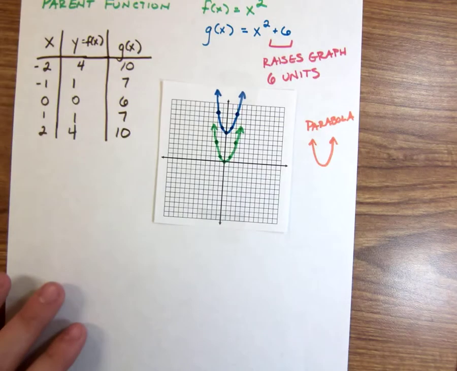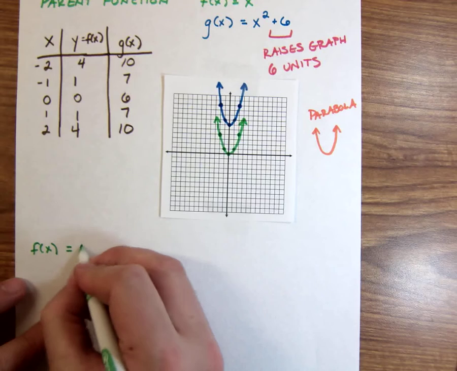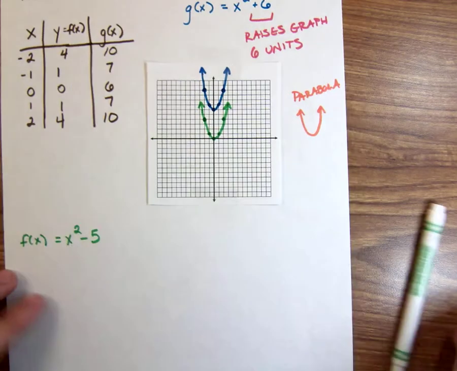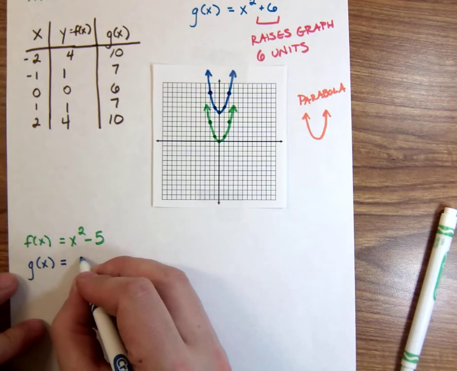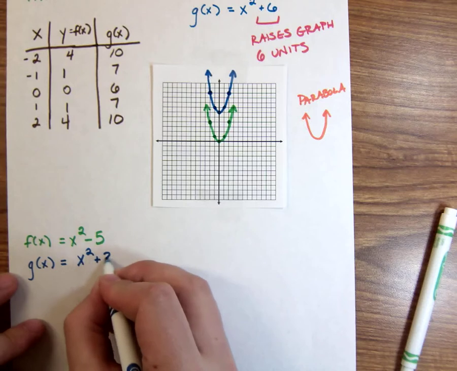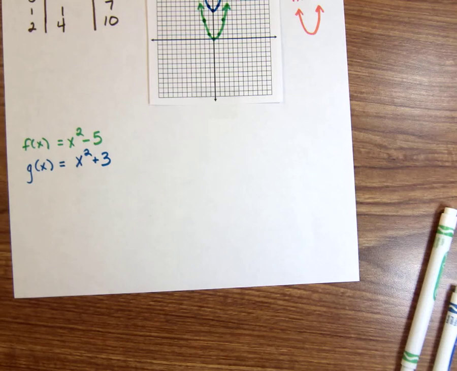Okay, let's do another comparison. This time, let's compare those two. Now, before we do anything, just take a guess. What do you suppose f of x is going to look like compared to g of x? What's the difference going to be? One's going to be above. Which one's going to be higher? The plus 3.